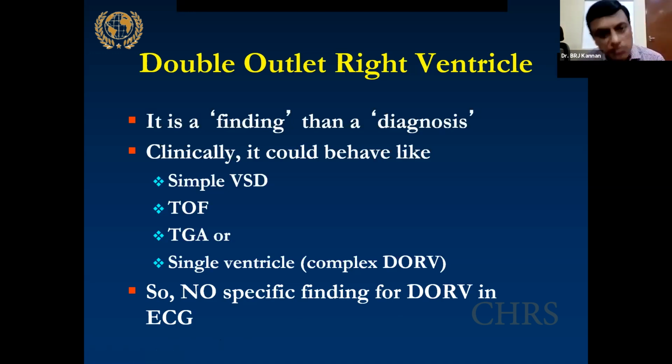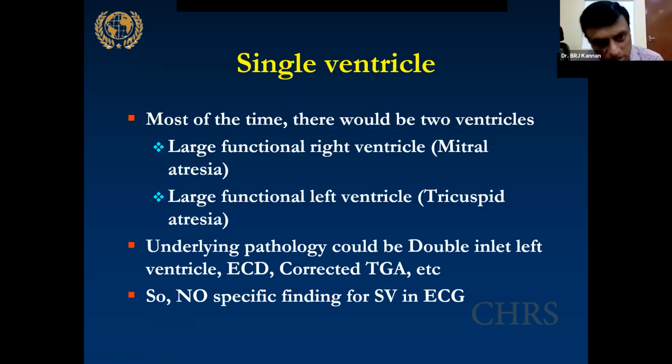What about single ventricle? Most of the time, there are two ventricles. There could be a large functional right ventricle, like in the case of mitral atresia, or a large functional left ventricle, like in the case of tricuspid atresia. The underlying pathology could be double inlet left ventricle, endocardial cushion defect, corrected transposition, etc. Again, there is no specific finding for single ventricle in ECG. Somebody may say monophasic R or monophasic S in V1 to V6. Yes, that may suggest it, but we cannot have one single ECG finding for single ventricle.